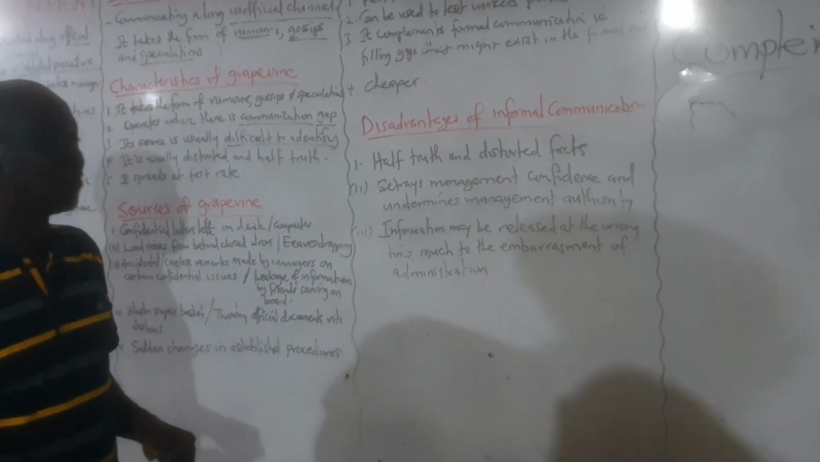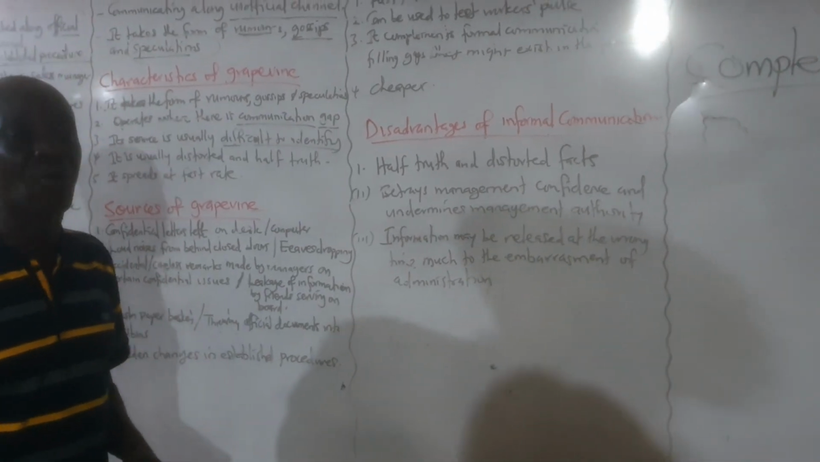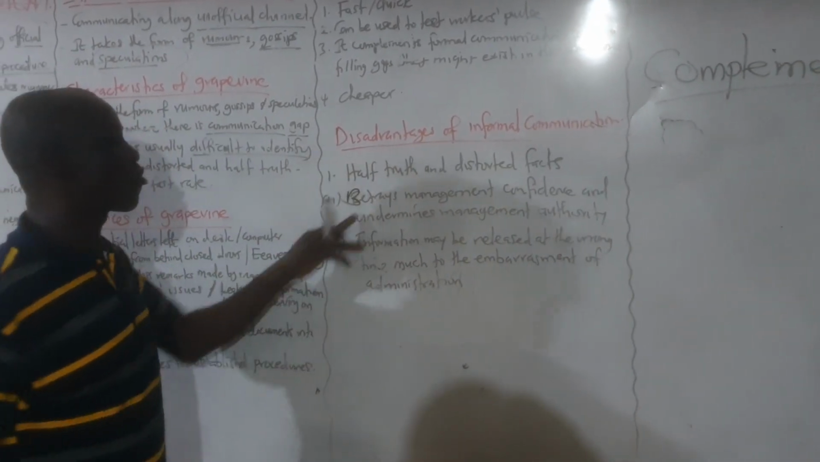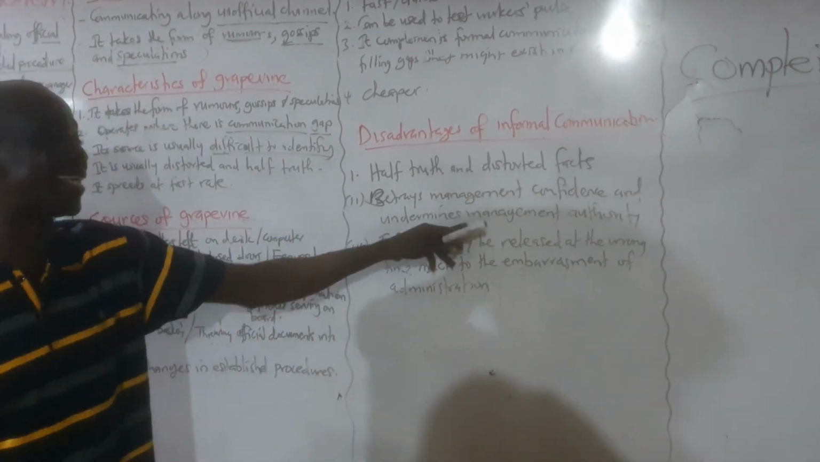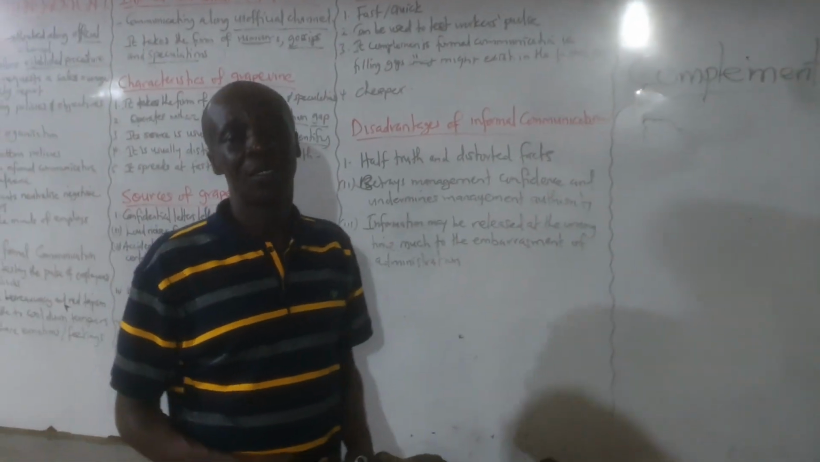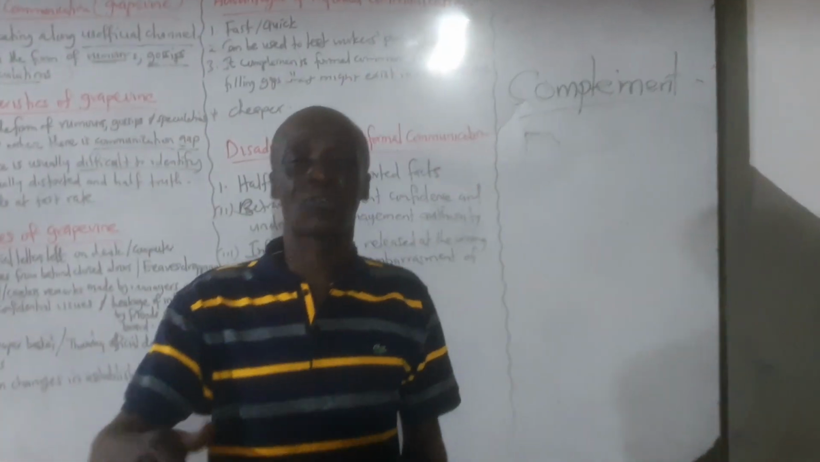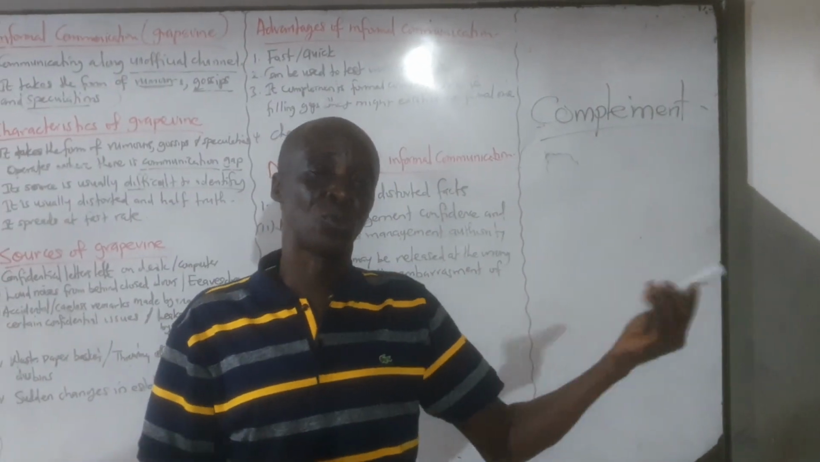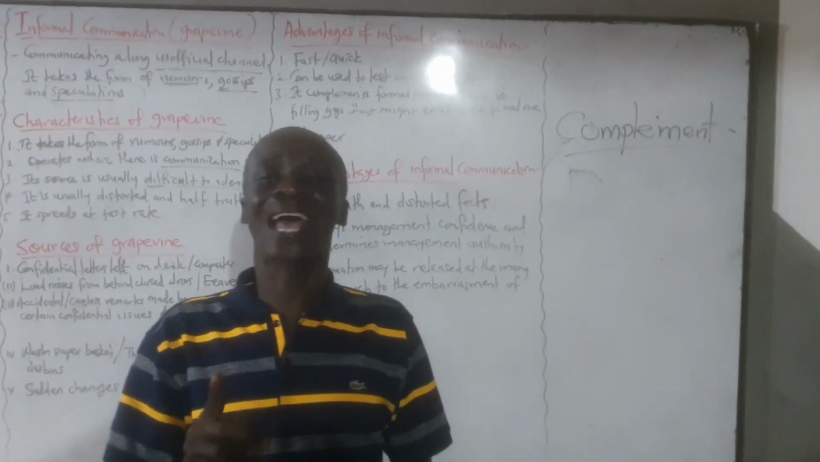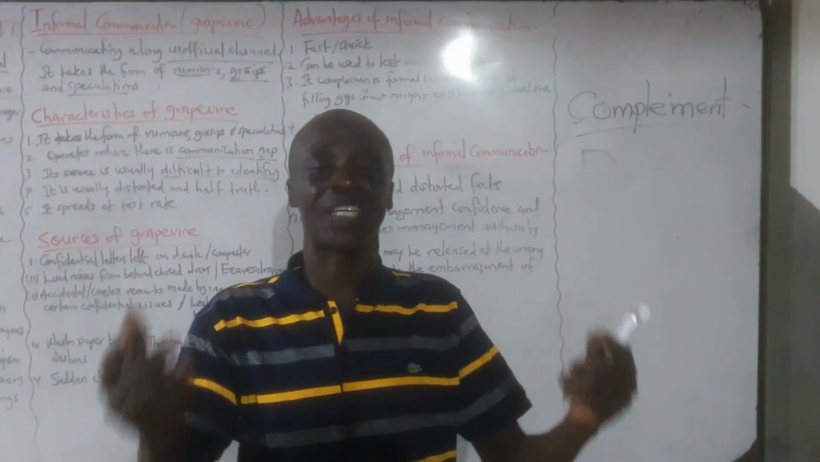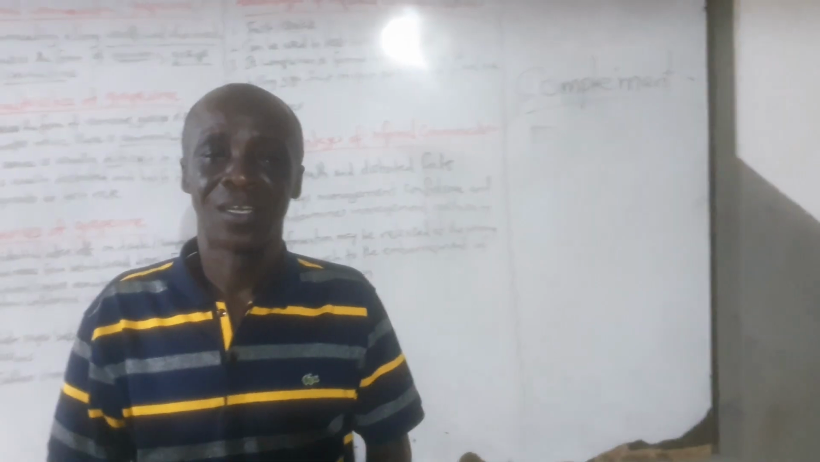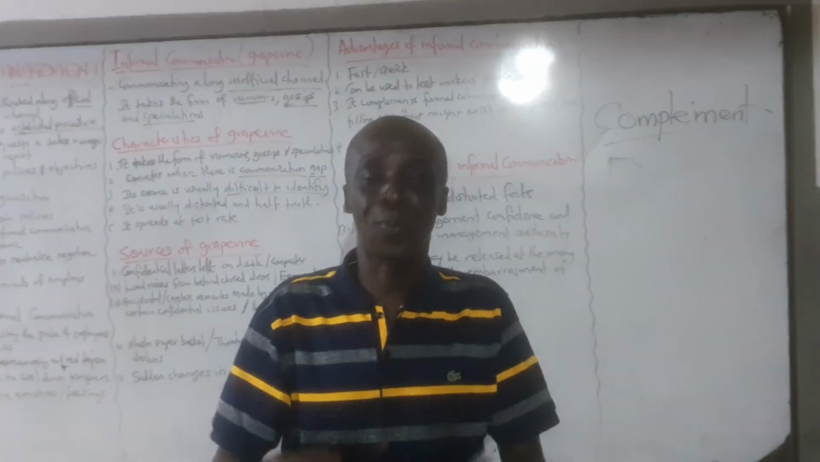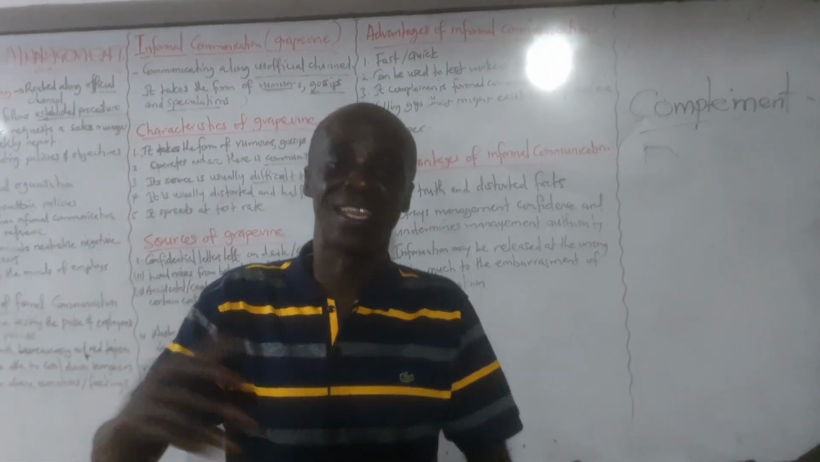The second point, very simple and straightforward, is that informal communication betrays management confidence and undermines management authority. Assuming you are the head of a particular unit or department, you are the one supposed to give information to a certain group of people. Anytime before you come to give the information, it has already been given. They know of it. You see, it is undermining your authority. Something that you are supposed to do, people get it by any means and then they spread it.